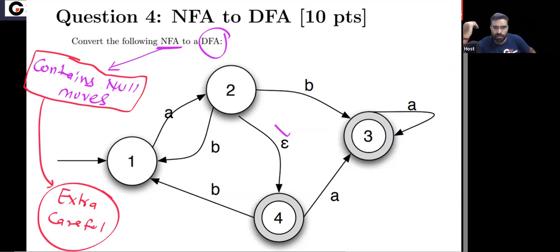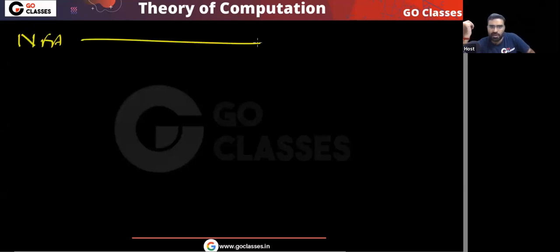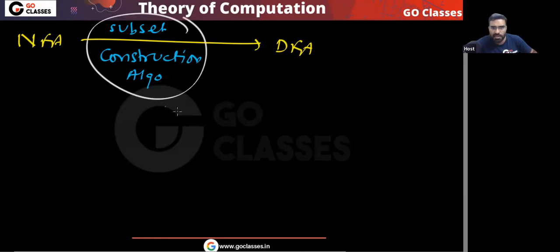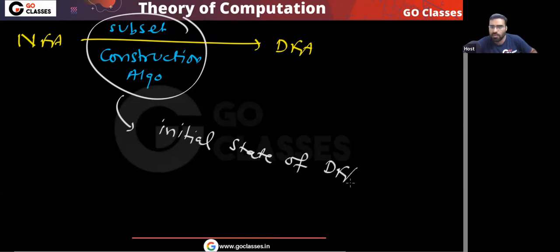Okay, now let's see. What will be the initial state? The initial state will be the null closure of this initial state. If I convert this NFA to DFA using the subset construction algorithm, what will be the initial state of the DFA in this algorithm? That will be the null closure of the initial state of the NFA.